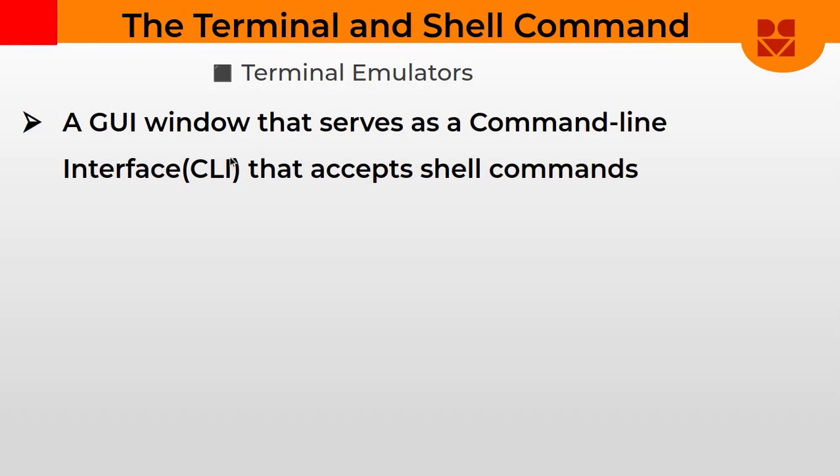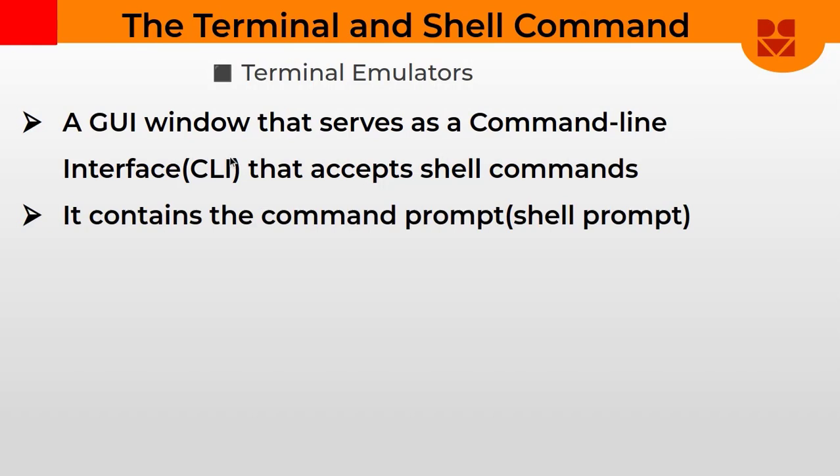So we said that the shell is a command line interpreter, and the terminal is the command line interface, an interface for the shell that accepts shell commands. So the terminal emulator is a graphical window that serves as a command line interface that accepts shell commands, right? So it means that it contains the command prompt, the shell prompt. Last time you saw sedem at penguin, and then the tilde with the dollar sign. So this is a command prompt.